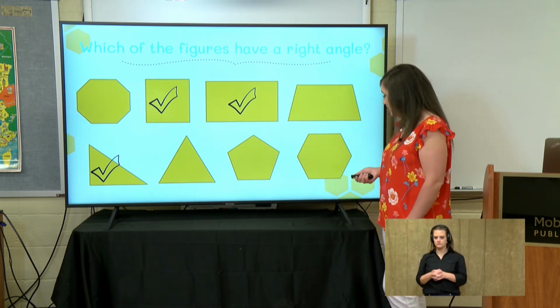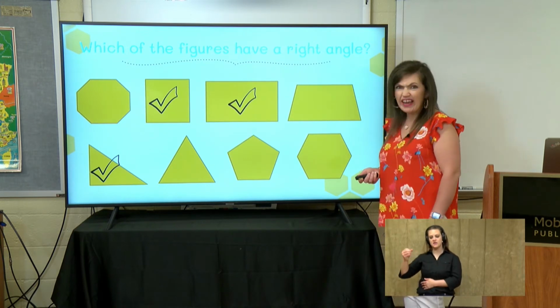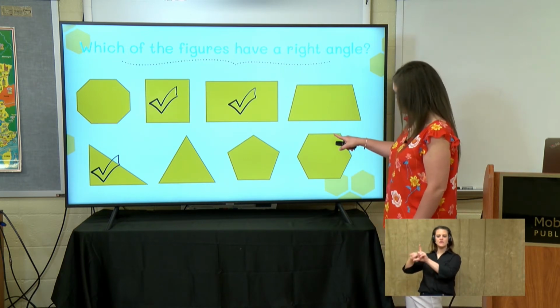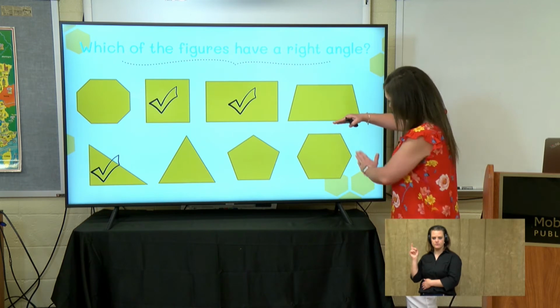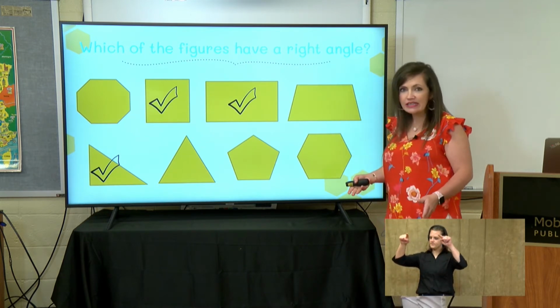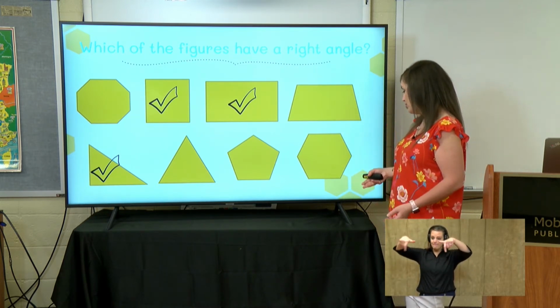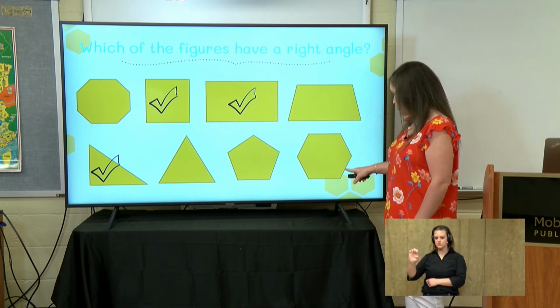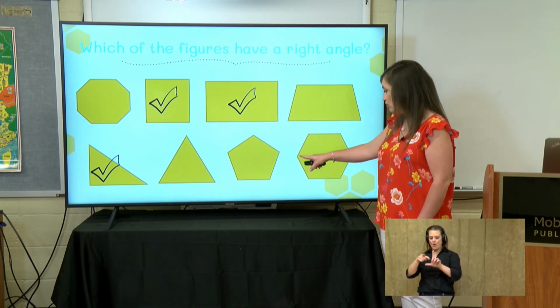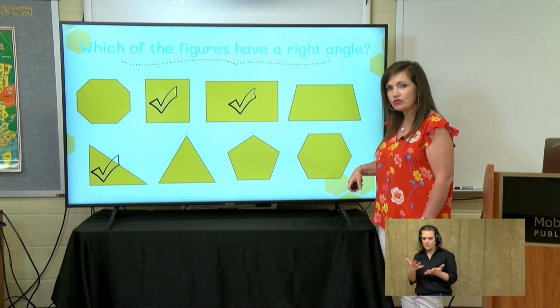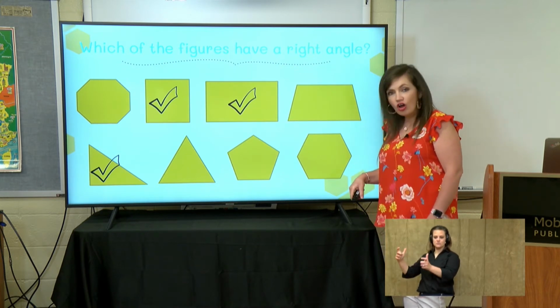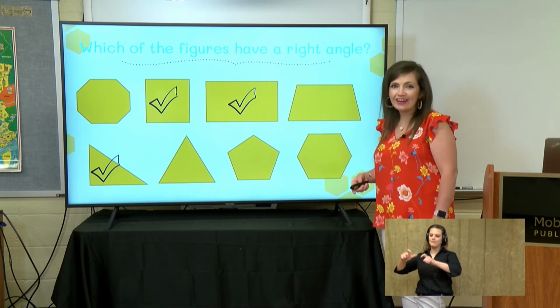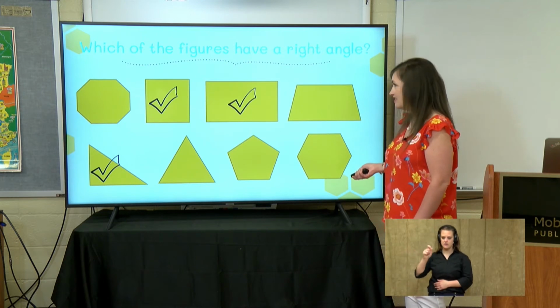What about the hexagon? What kind of angles are in that shape? Right here, it's great big, it's bigger than 90 degrees, so it's an obtuse angle. And if you look at all of these other angles, what do you notice? What kind of angles are those? They're also obtuse. They're greater than 90 degrees.